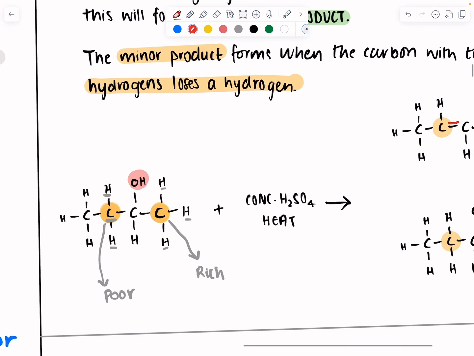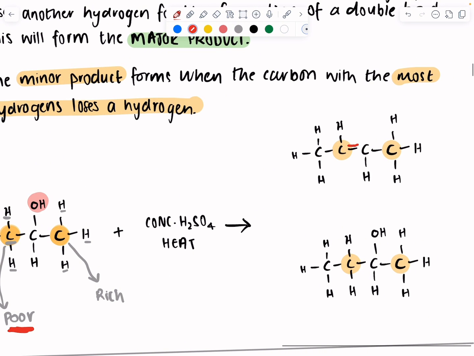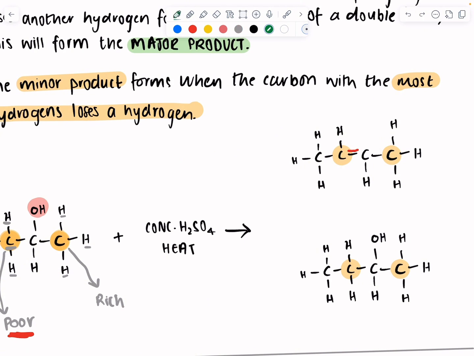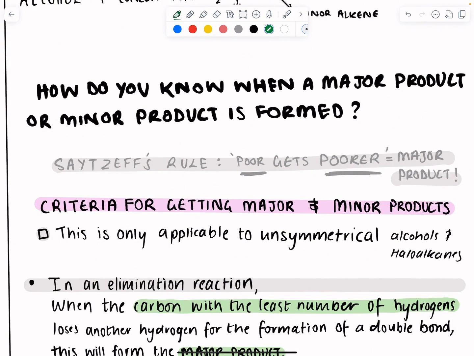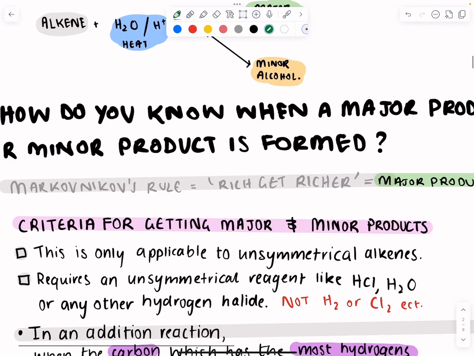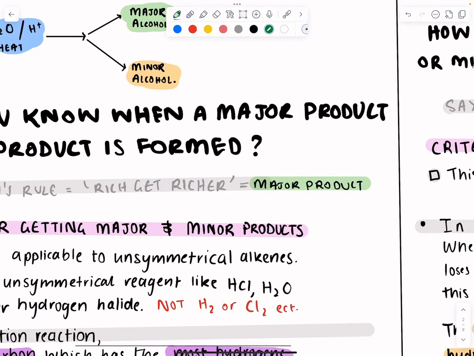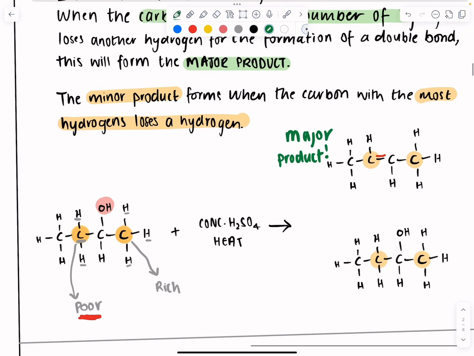As you can see, that carbon was the poor carbon, and due to the formation of a double bond, it has lost that hydrogen. Because the poor carbon lost a hydrogen due to the formation of a double bond, this is going to be the major product. Okay, so in elimination reactions, when the poor gets poorer, this is the major product. In an addition reaction, when the rich gets richer, that is the major product. And you need to understand that difference.